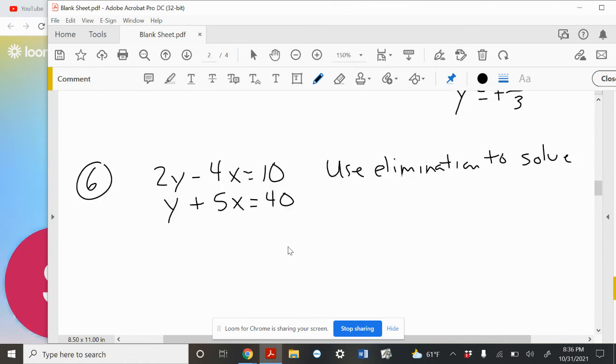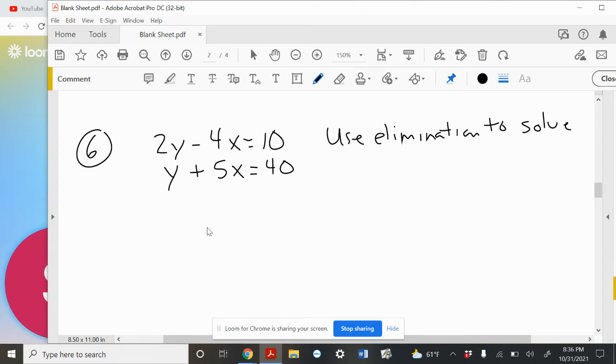So number 6, we want to use elimination to solve this one. It's pretty straightforward to do that. Now notice if we're going to eliminate the x's, then we have to have a negative 4 and a positive 4, or a negative 5 and a positive 5. So this is going to be kind of a difficult one to eliminate the x's. So let's take a look at the y's. Here we have a 2y and a 1y, but I want it to be 2 and negative 2. So therefore, I'm going to multiply the second equation by negative 2.